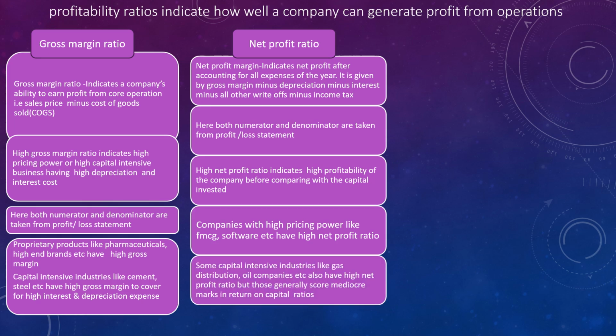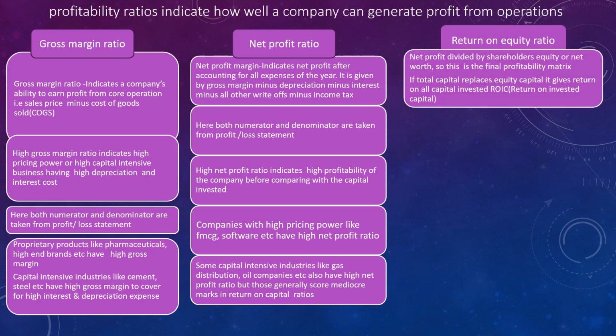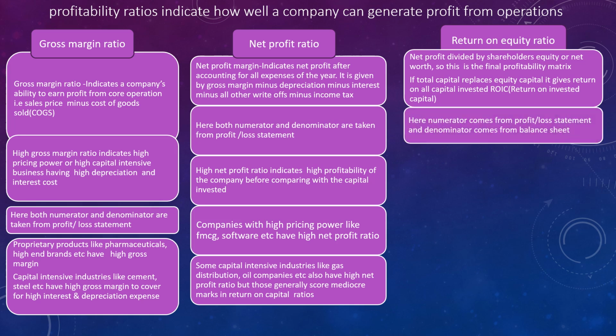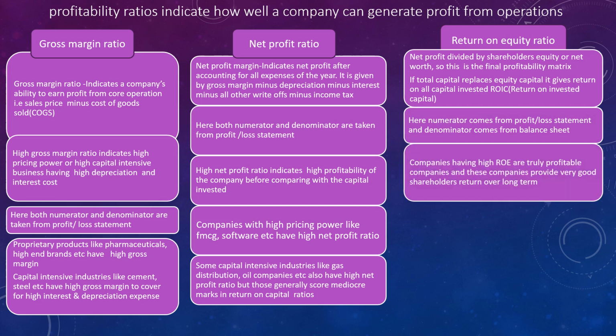Some capital intensive industries like gas distribution and oil companies also have high net profit ratio, but those generally score mediocre marks in return on capital ratios. Return on equity ratio: net profit divided by shareholders' equity or net worth, so this is the final profitability metric. If total capital replaces equity capital, it gives return on all capital invested, that is return on invested capital. Here the numerator comes from the profit and loss statement and the denominator comes from the balance sheet.